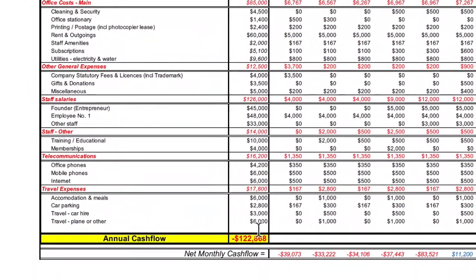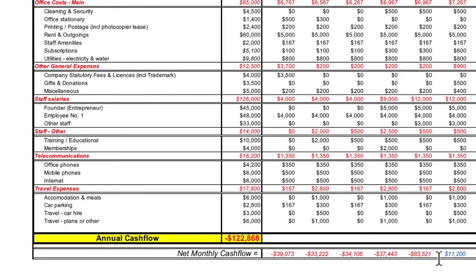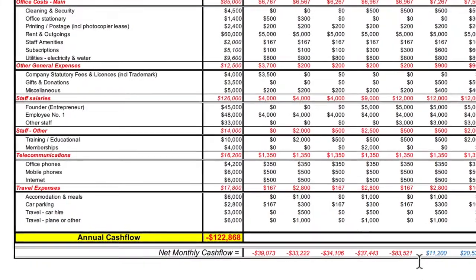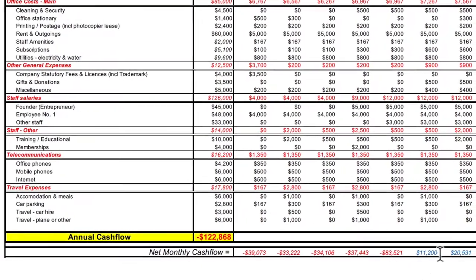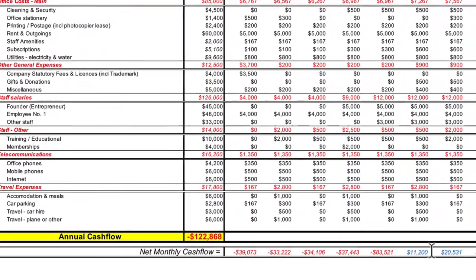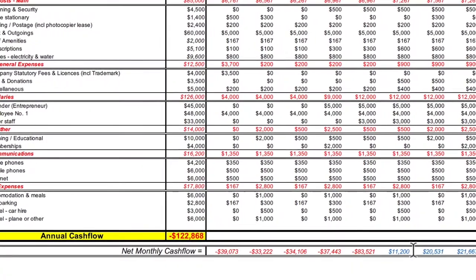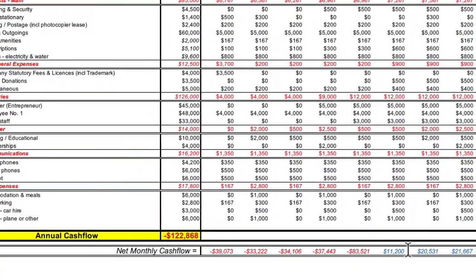Also, for the first 5 months of the business, the net monthly cash flow is negative. It is not until month 6 that there's enough positive money coming into the business that it can actually afford to pay for itself. This shows the business needs finance to cover the negative cash flows for these first 5 months.